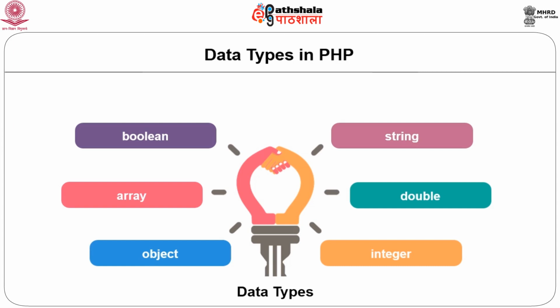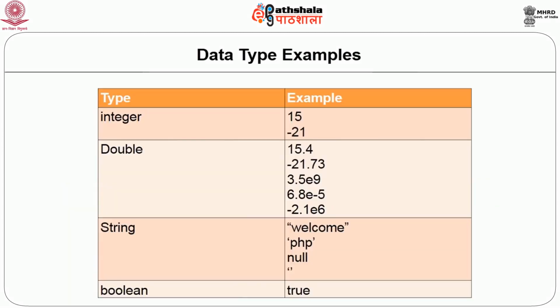These are a few examples that I have written for data types. This is for integer, you can write +15, -21. For double you can provide a floating value as well as exponential form, 3.5e. For string you can use either single quote or double quote, so you can write any string within single or double quotes. Boolean is true.